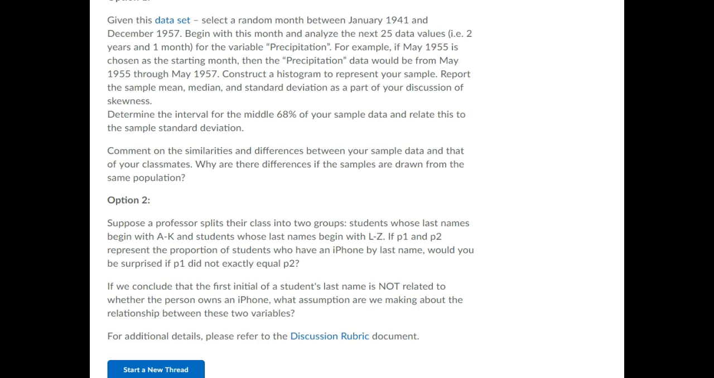And so a few things to think about. You can talk about, are the groups the same size or not? Do you think they will be? Does that matter when you're calculating a proportion? Do the groups need to be the same size?